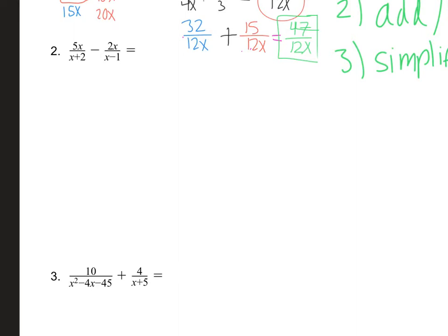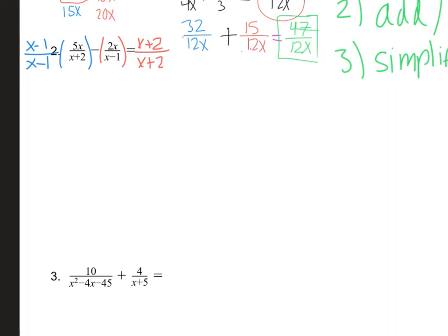So, common denominator here. Whenever you've got two binomials that do not match, there's never going to be a way for you to multiply x plus 2 by anything to make it x minus 1, or vice versa. You can't multiply anything times x minus 1 to get x plus 2. So what you're going to do is multiply one fraction by the opposite denominator: this fraction gets multiplied by x minus 1 over x minus 1, and vice versa, this fraction gets multiplied by x plus 2 over x plus 2.